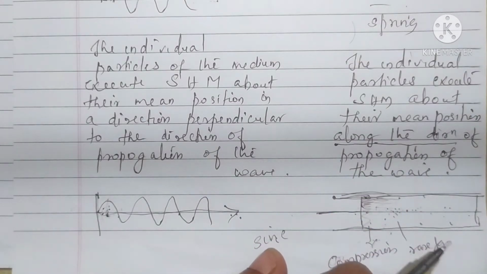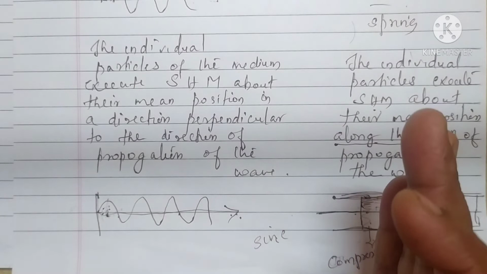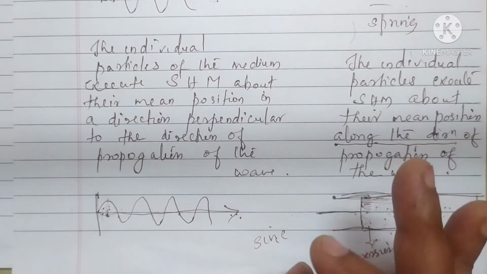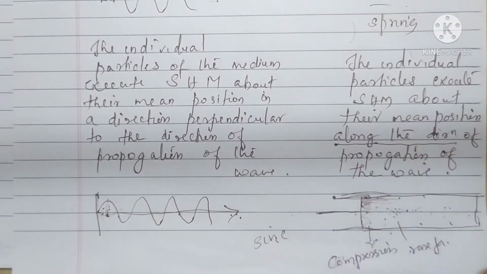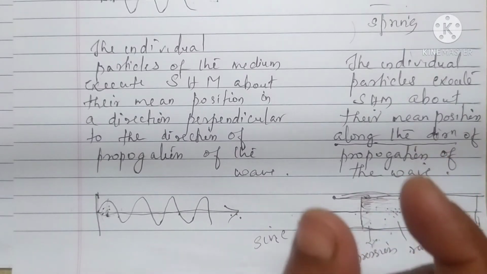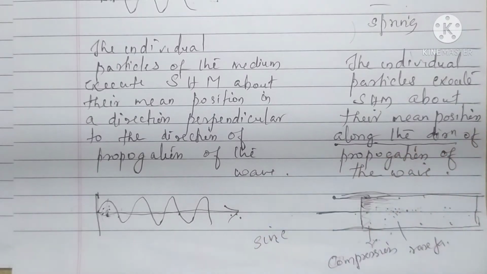Okay. Now again, in the next region, rarefaction is a region of the medium in which the distance between any two consecutive particles of the medium is more than the normal distance. Such a region is known as rarefaction. So in a longitudinal wave, both compressions and rarefactions exist.